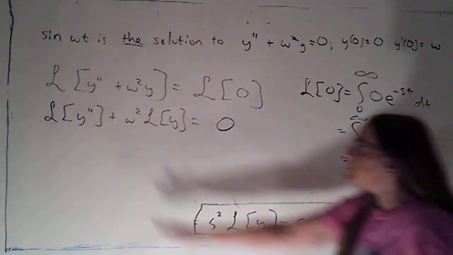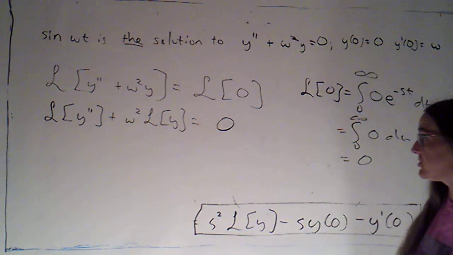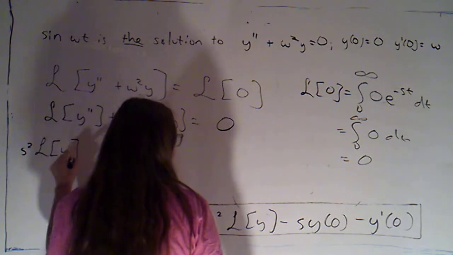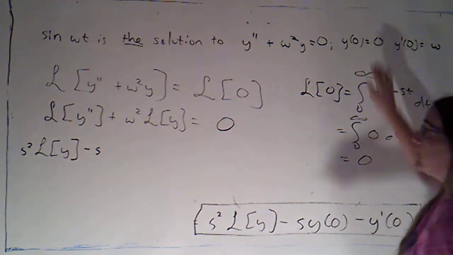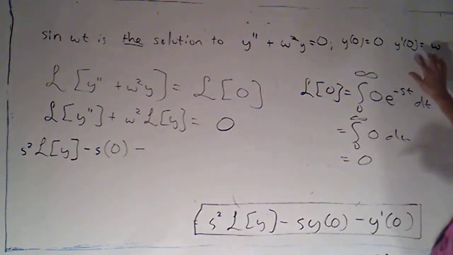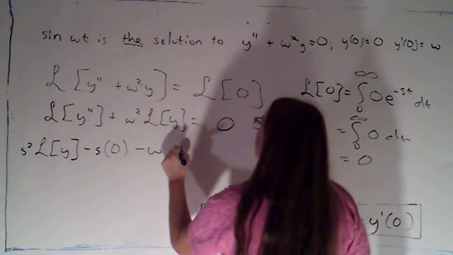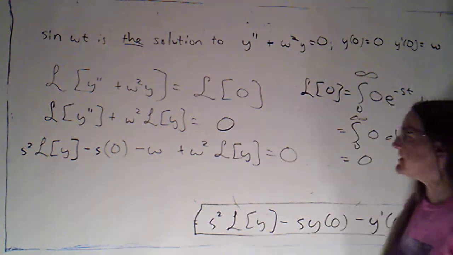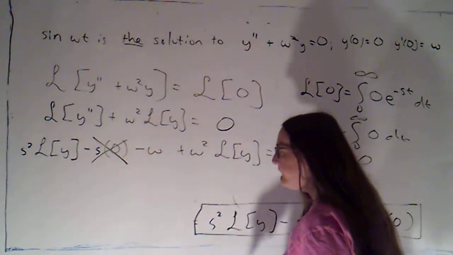Okay, so now I can plug in this formula that I got from that side work that we did initially. So I'm going to get s squared times the Laplace transform of y minus s times y of 0. Well, that was just 0 for this problem, minus y prime of 0, that was omega, plus omega squared times the Laplace transform of y, and that's equal to 0. So this piece gets killed off.